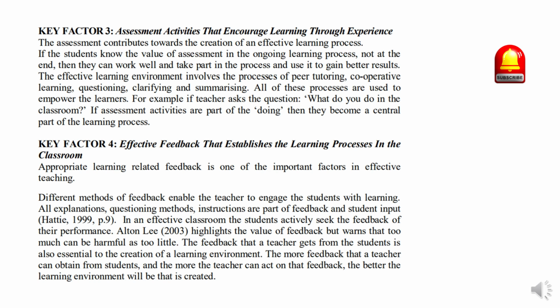The next key factor is effective feedback that establishes the learning process in the classroom. Appropriate learning-related feedback is one of the important factors in effective teaching. There are different methods of feedback that enable the teacher to engage the student with learning. Explanation, questioning methods, and instruction are all part of the feedback and student input. So in an effective classroom, the students actively seek feedback on their performance.